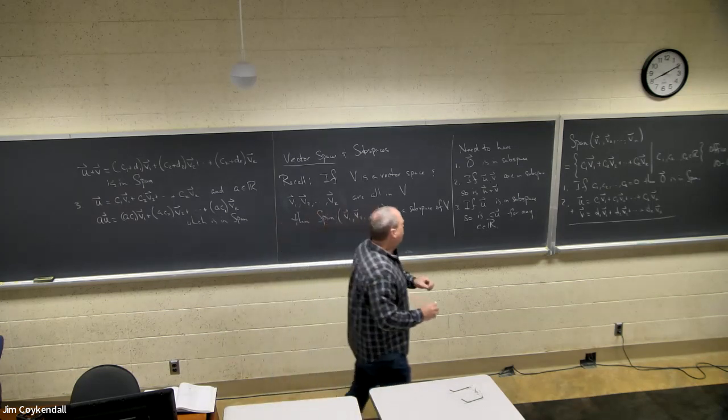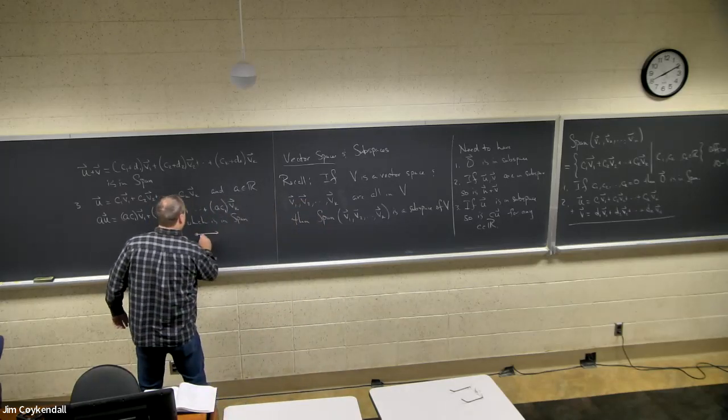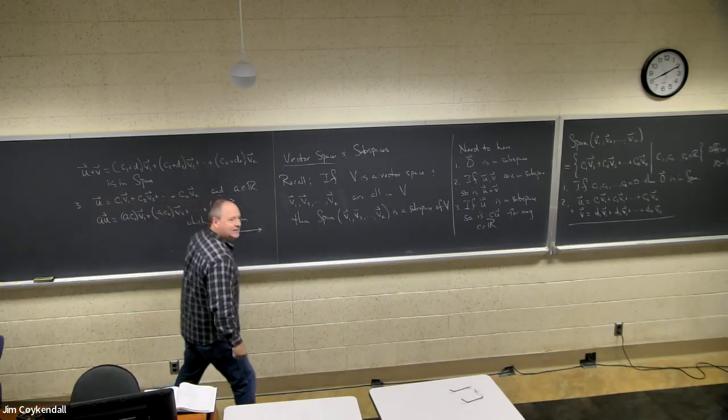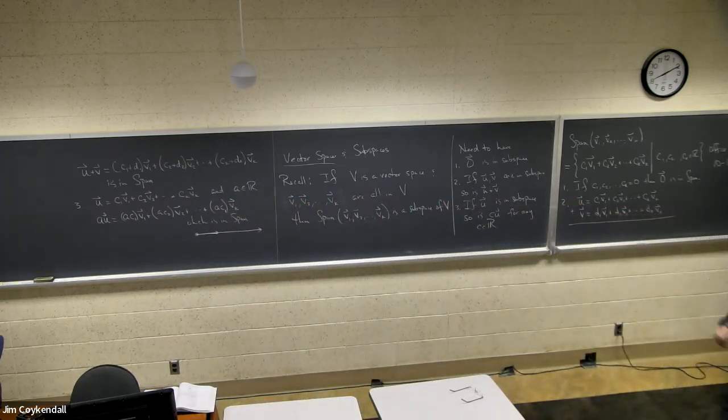Well, if they're both on the same line, so if the two vectors look like this, here's one, and here's the other one, what's that going to look like? A line. And if they're not collinear, it'll look like R2, right? So it'll look like a plane.